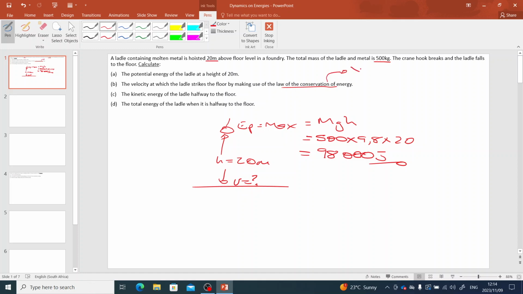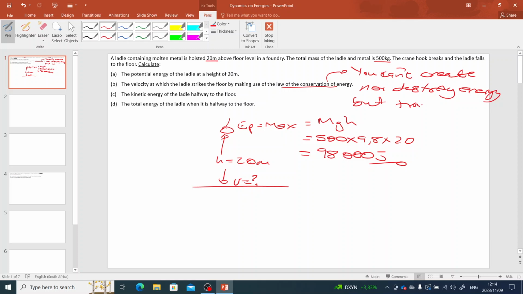It simply says you cannot create nor destroy energy. But we can only transfer it. Now, if that's the case, it then means EK equals EP.